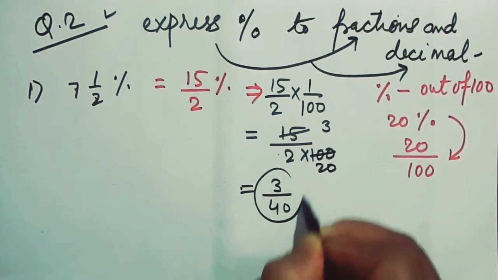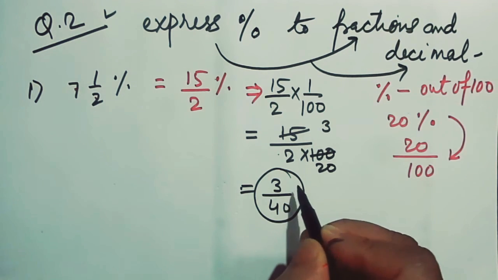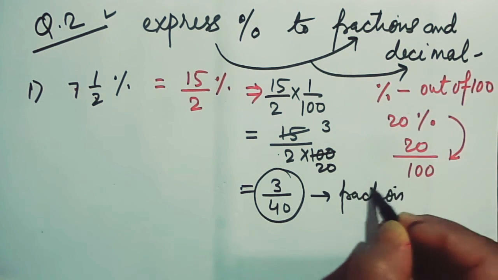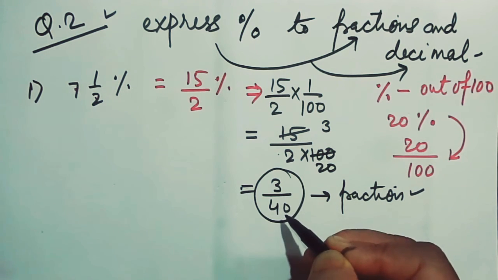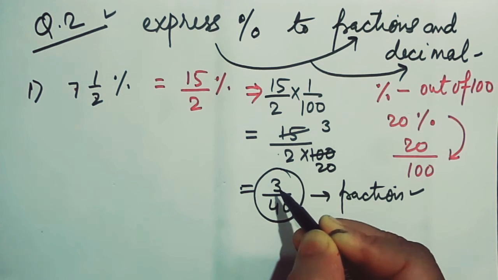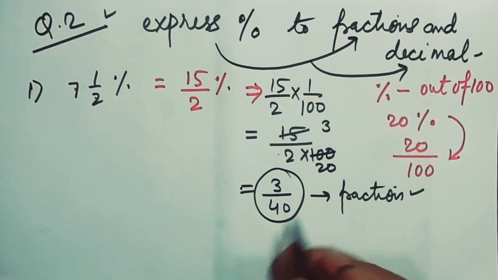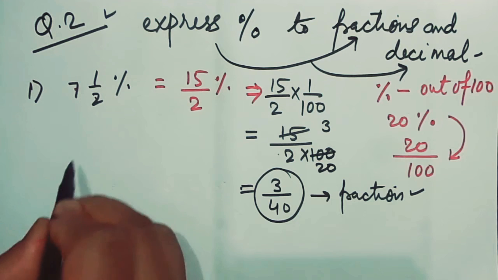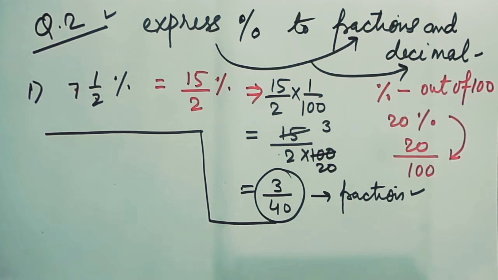Now 3 by 40 is in fraction form. Okay, so we have got one of our solutions. Now 3 by 40, how to change this into decimal? So how is it to be changed? Let us see an easier way, or you can even say this is a trick.